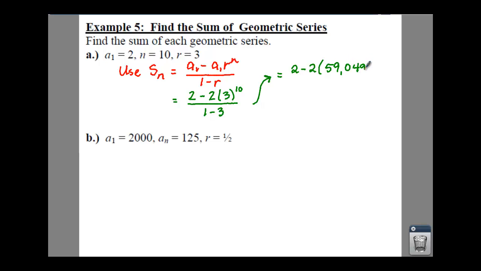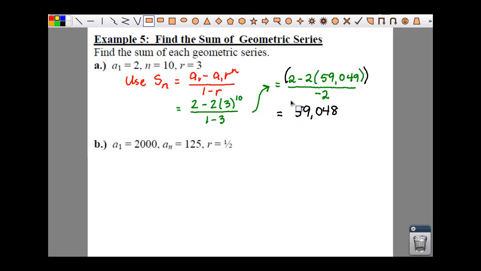a small number here, 59,049. And that is going to be all over negative 2. So make sure you use parentheses, because you would want to put the top in parentheses if you're going to put this all together, and then divide by your negative 2. You end up getting the final answer of 59,048. And that's your solution for 5A.